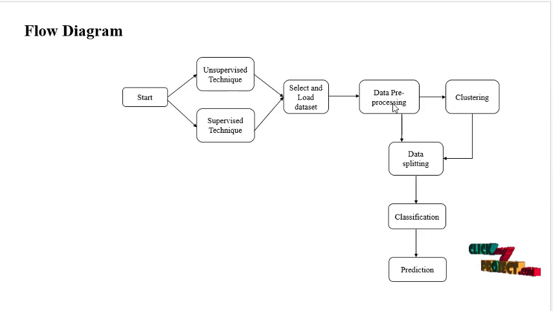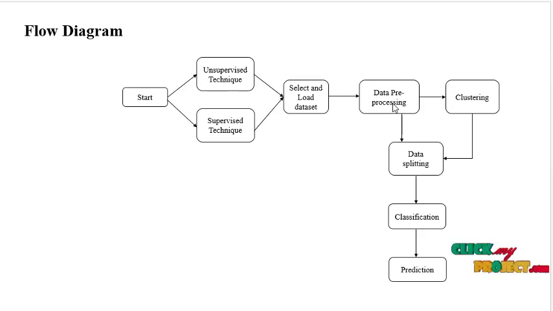Next, data splitting. Our data is split into training and testing data. Training data is for our algorithm training. Testing data is the evaluation part. Next, classification. We are implementing two algorithms. One is SVM, support vector machine. After that, AdaBoost classifier algorithm. Finally, prediction. Prediction is like giving any student's data, and the result will be predicted as which grade the student's marks fall in.